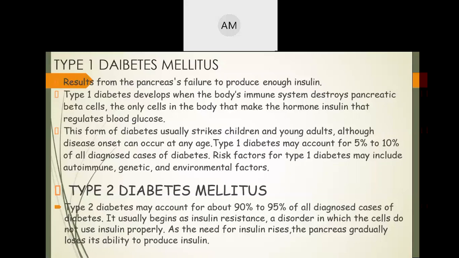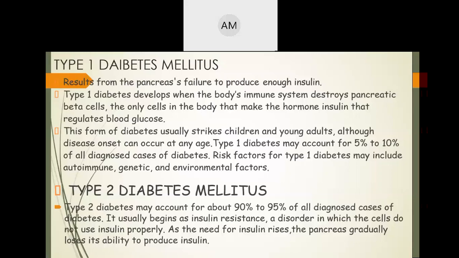Talking about type 2 diabetes, it accounts for 90 to 95% and usually begins as insulin resistance. In type 1 diabetes, there is no insulin produced at all because of the destruction of the pancreatic cells. So the patient is totally dependent on insulin from the outside. We give injections, and that's all. Hypoglycemic agents or medications don't work properly for type 1 because they are totally dependent on insulin.